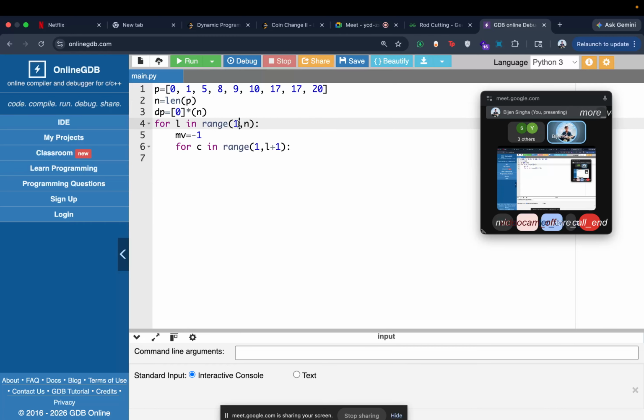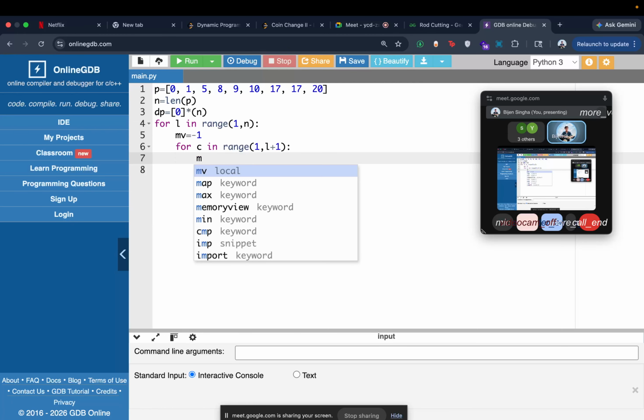See, I told you I have to at least cut once, right? I can't cut 0. So I'm starting from cut 1. So if I'm having length 1, after I cut 1, what is remaining? It is 0. So at least one time I should be able to cut, right? Length plus 1 is 2. So right now length is 1. First loop length is 1. So 1 plus 1 is 2. So if I write 2 in the for loop, then only I can run one time. Are you understanding? Yes, sir. Okay.